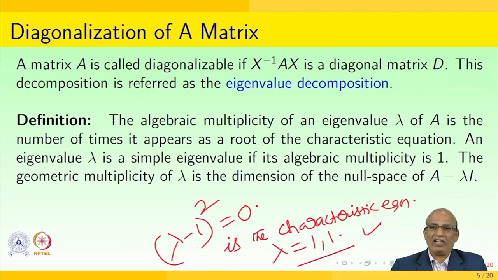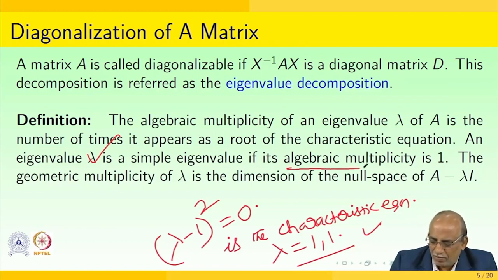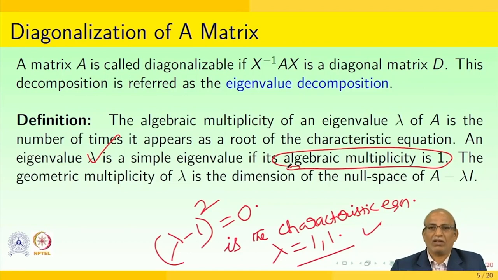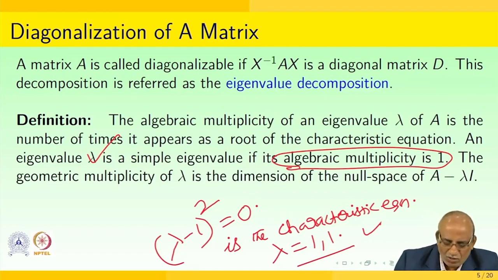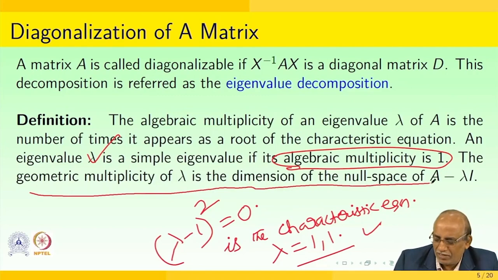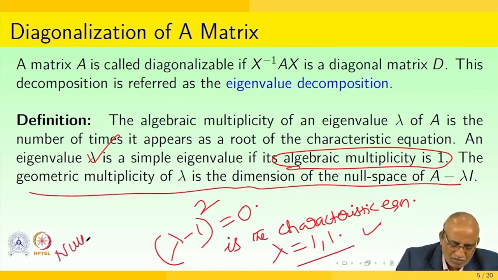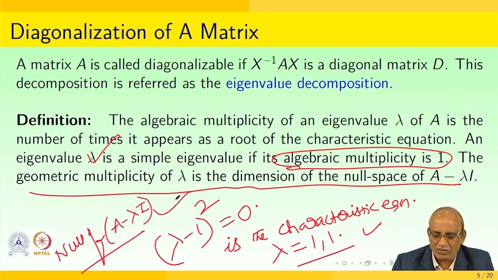An eigenvalue lambda is a simple eigenvalue if its algebraic multiplicity is 1. The geometric multiplicity of lambda is the dimension of the null space of A minus lambda I. You need to compute this.